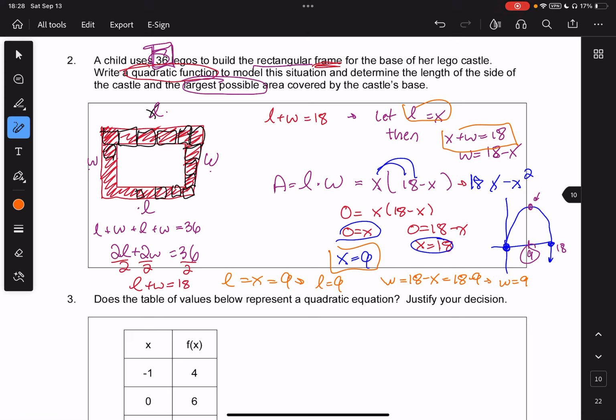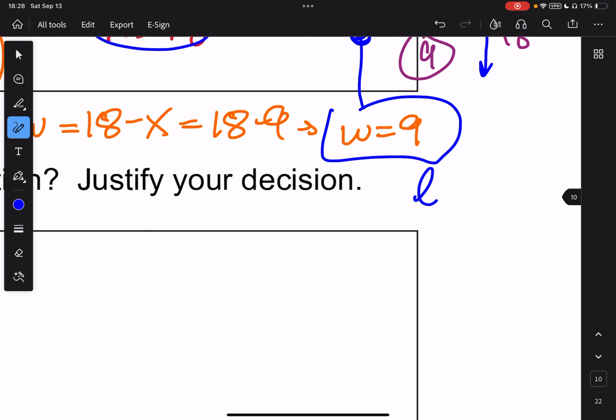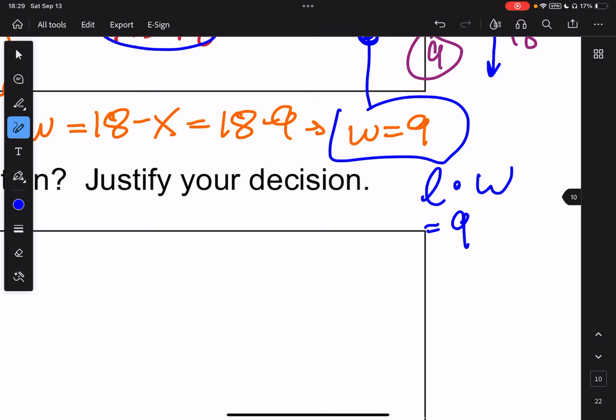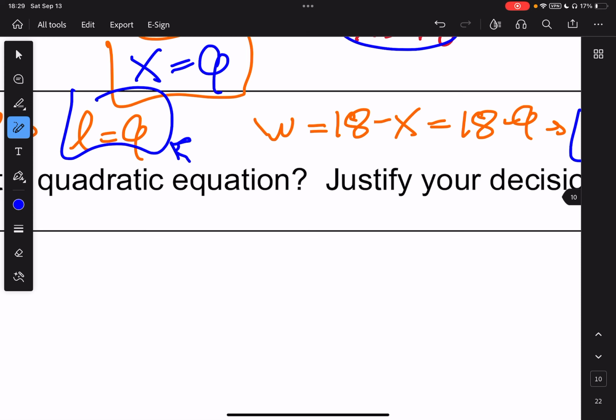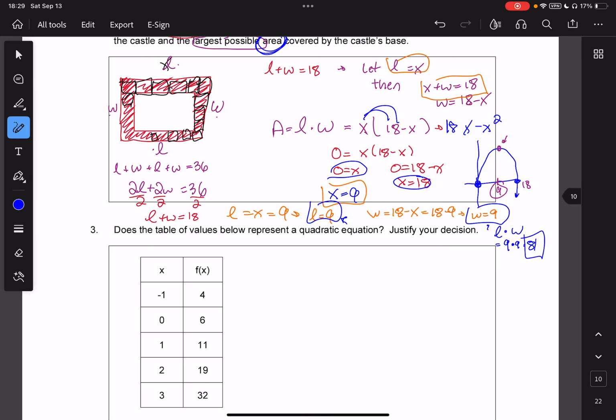So now that we found our L is equal to 9 and our W is equal to 9, the last step we have to do is find the area. So what is the area? Remember, area is length times width. So our length we said is 9, and then our width we said is 9. So 9 times 9 is 81. So our area is 81. And that's our answer, 81.